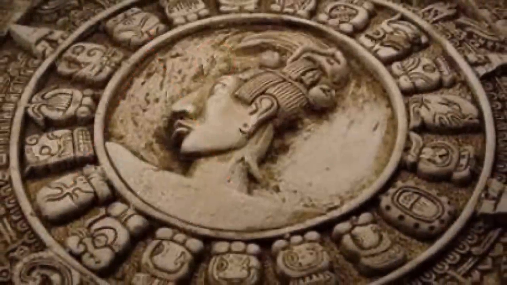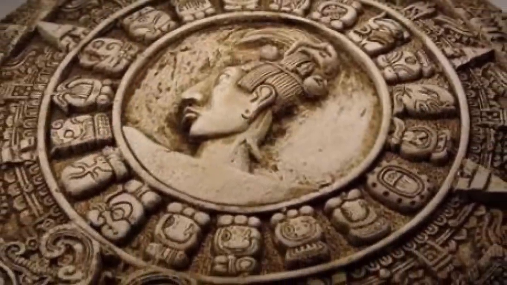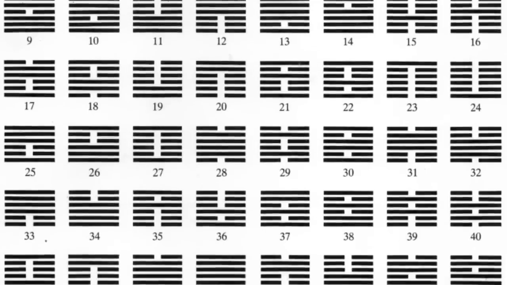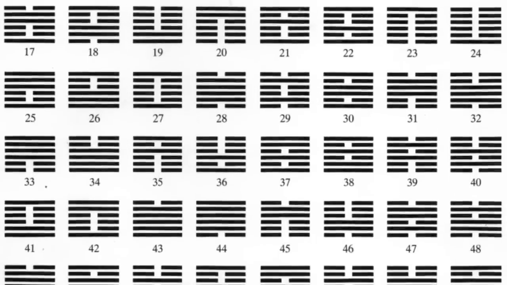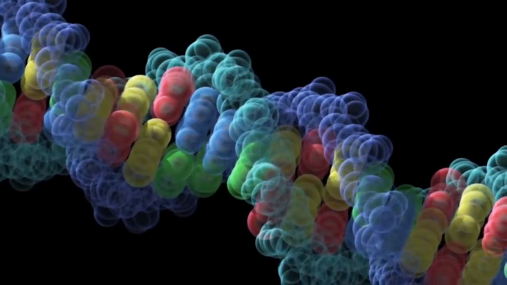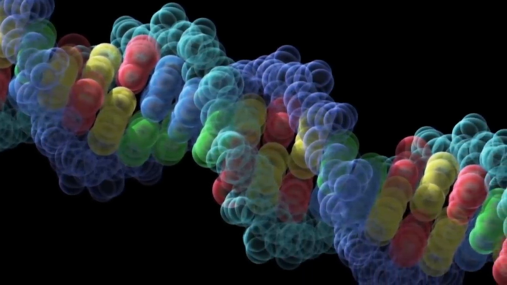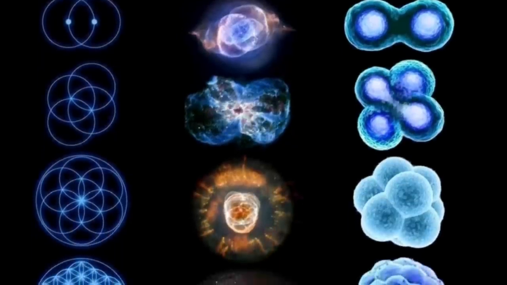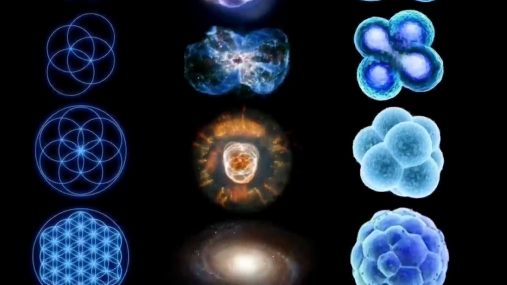This is why 64 is the complete cycle for the Mayan calendar, or the I Ching. Also, there are 64 possible patterns for a codon in DNA. This doubling, or geometric progression, is commonly found in nature and was understood by the ancients.